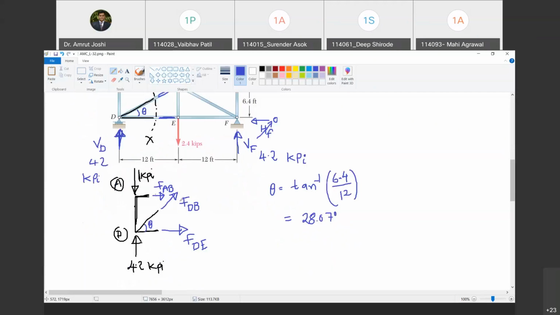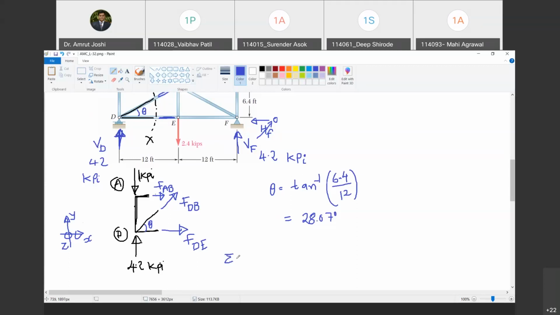Now, how many unknowns are there in this truss? Tell me. Three unknowns are there, and we have three equations for this part: summation Fx, summation Fy, summation moment about z-axis. Do you agree with me? Yes, sir. This is x, this is y, and coming out of the plane towards you is z. Now, quickly tell me, which equation are you going to use first?